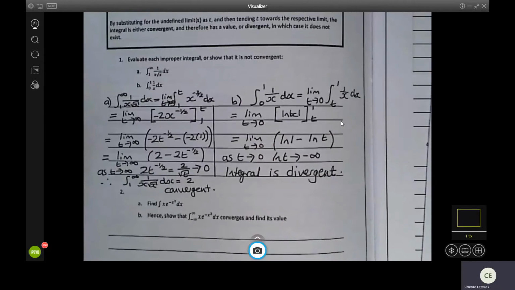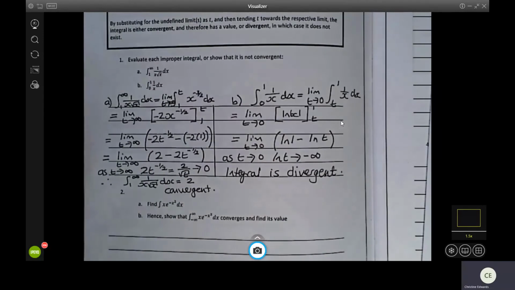Okay, so there you go. You have one where we converge to a value and one where you haven't. And that's the end of the introduction video. Improper integrals.